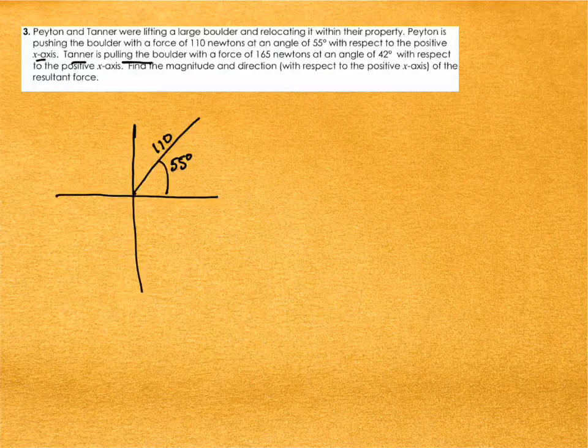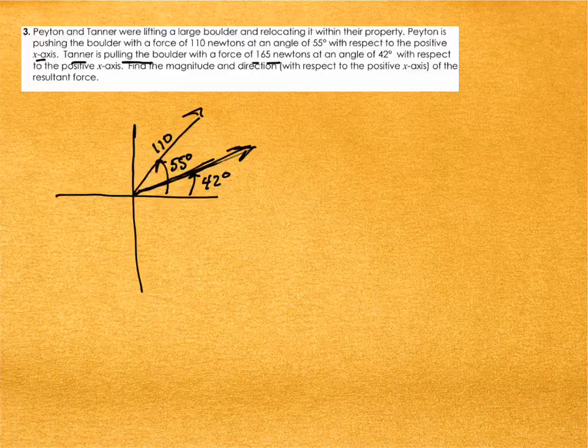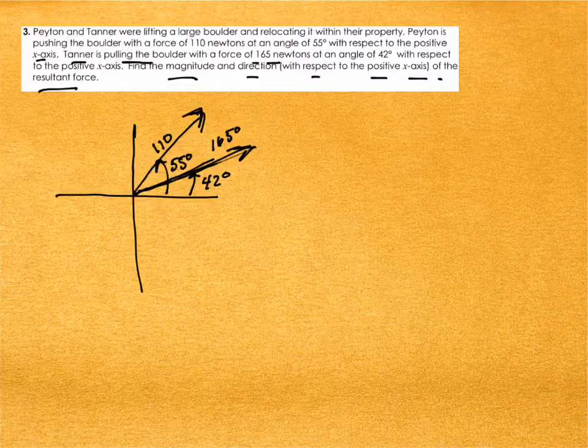Tanner is pulling the boulder with a force of 165 newtons at an angle of 42 degrees with respect to the x-axis. So then we have one that's 42 degrees. He's pushing it further. Okay, find the magnitude and direction with respect to the positive x-axis of the resultant force. So we just need to get both of those vectors in component form.